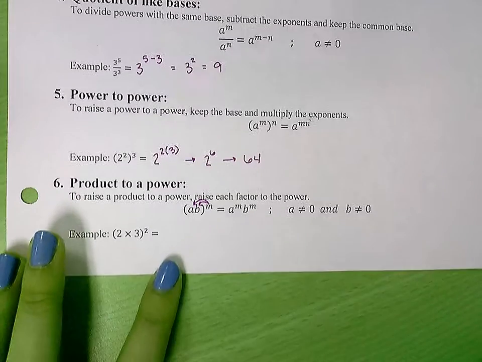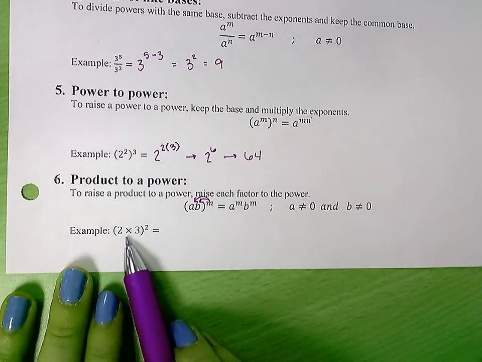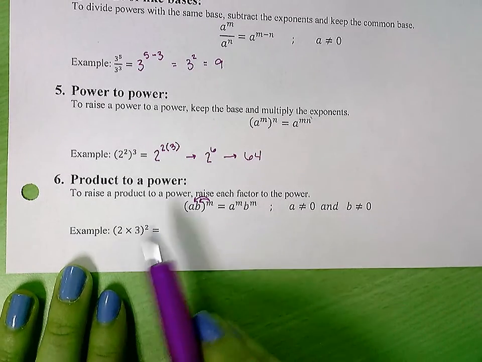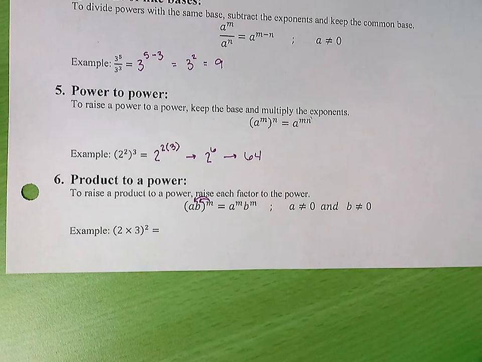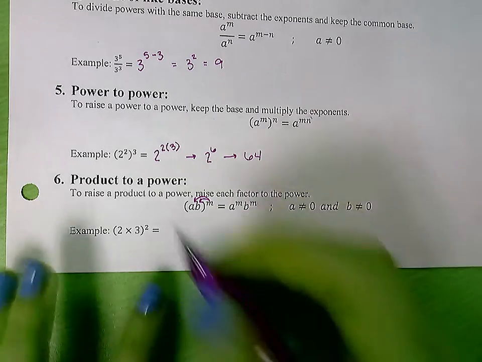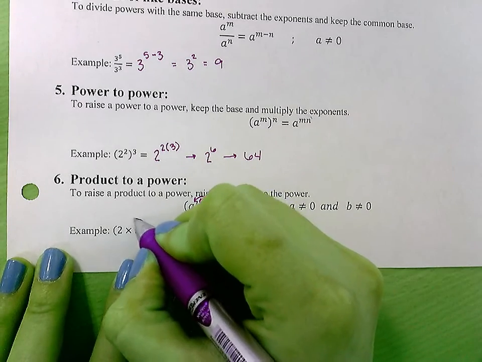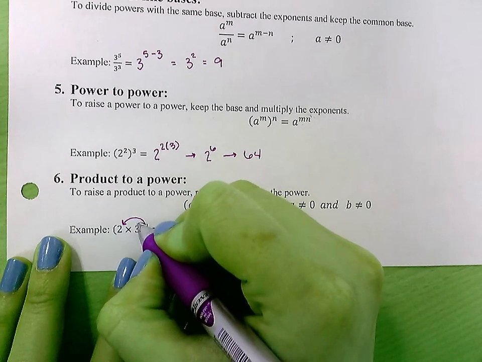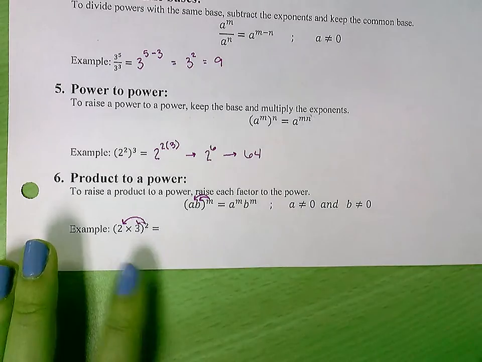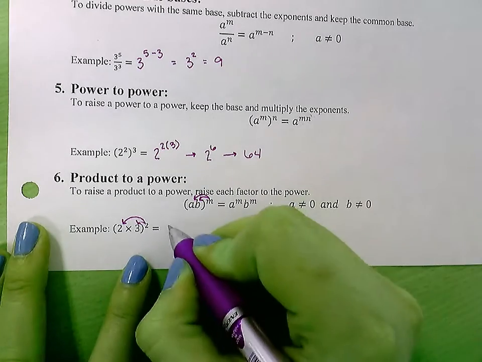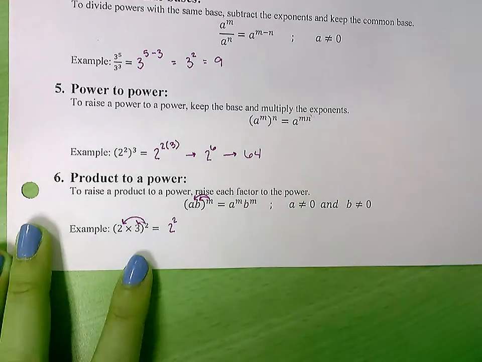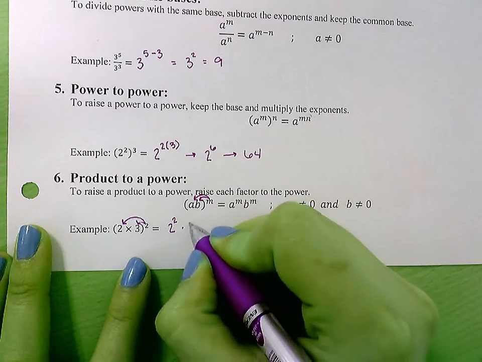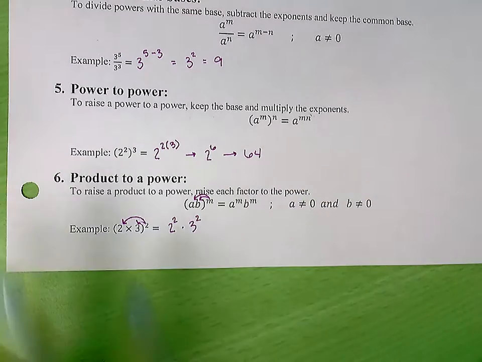Okay, so an example of this, if I have 2 times 3 raised to the 2nd power, yes, you could multiply 2 and 3 together first, but for this case, I'm going to distribute my power. So I'm going to take that power, distribute it to both of those bases, so to 2 and 3. So we'll have 2 to the power of 2 times 3 to the power of 2.